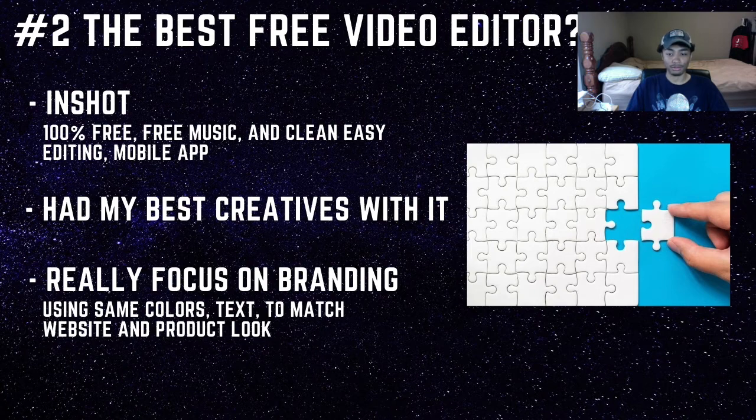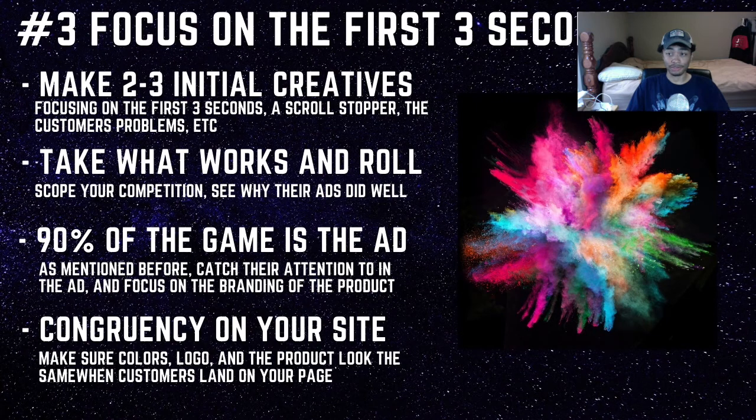And also, the next thing is, when you're creating these ads, you want to have 2 to 3 creatives initially and focus on the first 3 seconds. So the number one thing that people pay attention to is the first 3 seconds of your video ad. And that's what grabs people's attention when they're scrolling. So, have a very nice scroll stopper, talk about the customer problems, etc. Something that'll really get them to click when they see the ad.